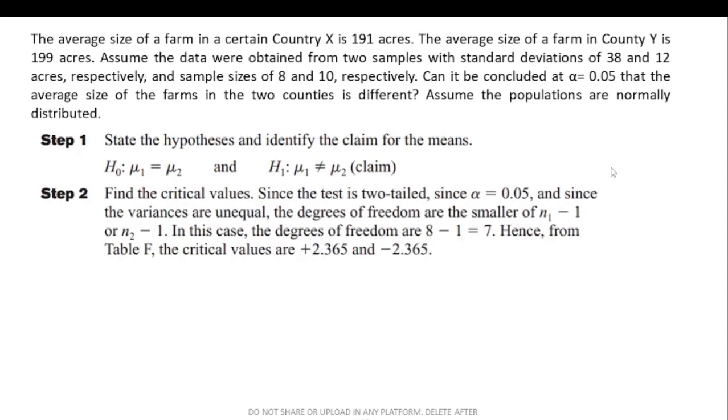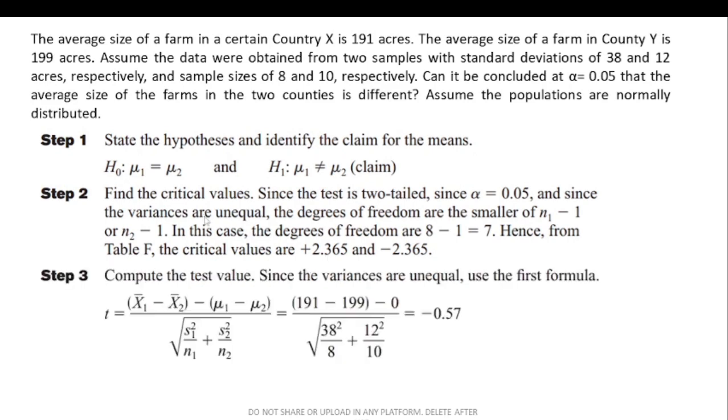So, ulitin ko lang, ang gagamitin natin in calculating for the degrees of freedom is yung smaller value natin, smaller sample size. So, that is 8 minus 1, so 7 ang ginamit natin. And so our critical values are 2.365 and negative 2.365. So, for our step 3, we will now compute the test value. So, input lang natin yung mga given sa problem natin.